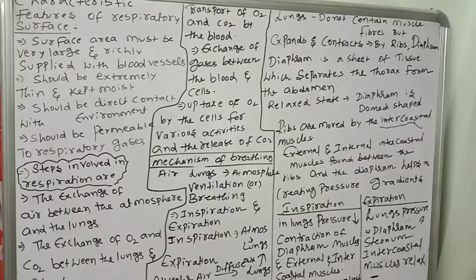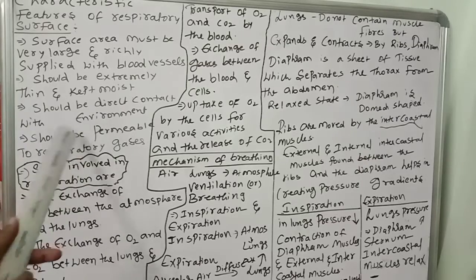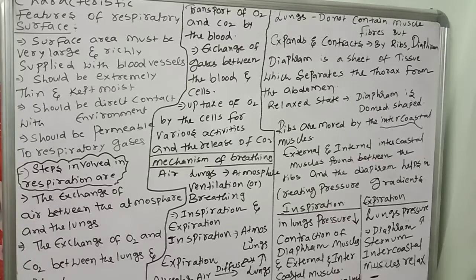So what are the important points to discuss? Remember, first, the respiratory surface should be very large and richly supplied with blood vessels. That's the first point. Second point, it should be extremely thin and kept moist. Third point, it should be in direct contact with the environment. Fourth point, it should be permeable to respiratory gases.